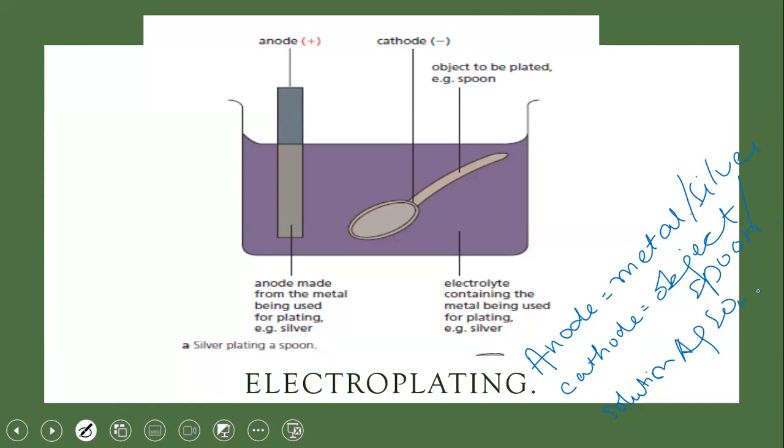So the process will happen like this. The process will start at the anode. What happens at the anode? Reduction or oxidation?